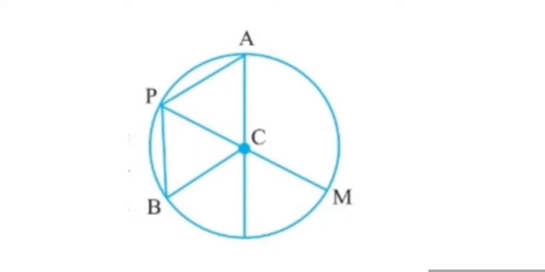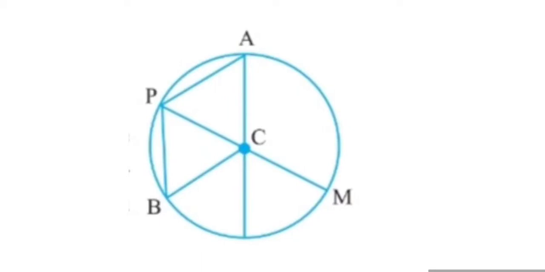C, P, M are in a line. This PM is known as the diameter of the circle, and the diameter is double the radius. This PB is a chord, connecting two points on a circle. Clear? Same as PM is also a chord.